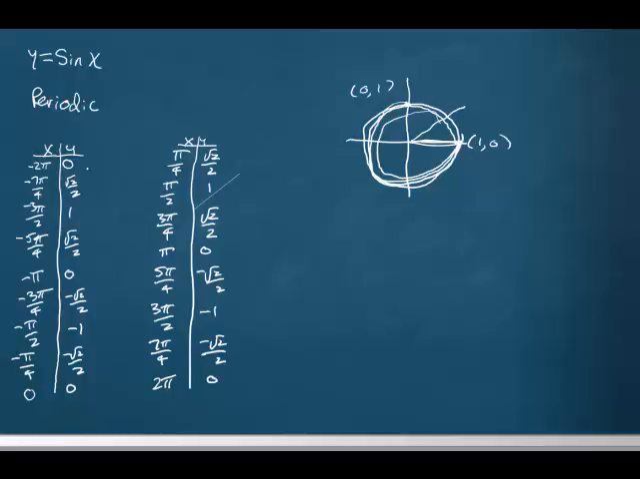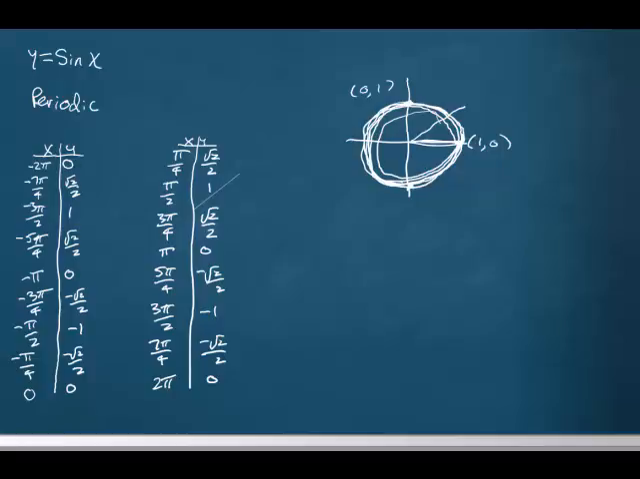So we can see a pattern happening here as we go around this circle over and over, whether it's clockwise or counterclockwise. The sine function ranges from minus 1 to 1, and is continuous. It's going to repeat itself every time we go around.